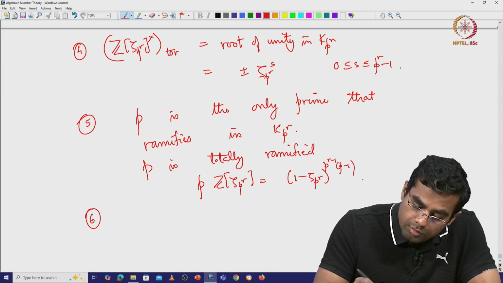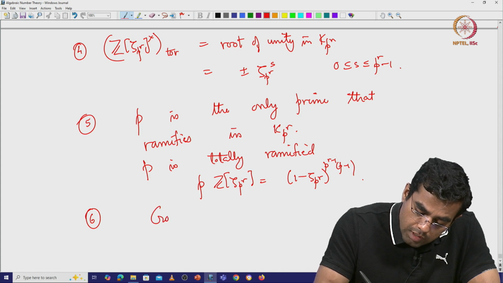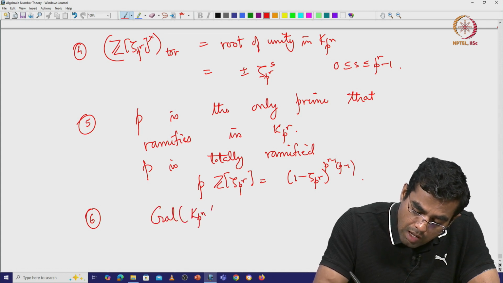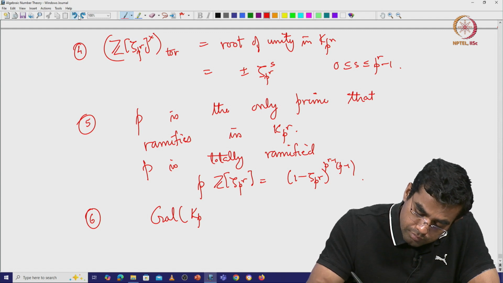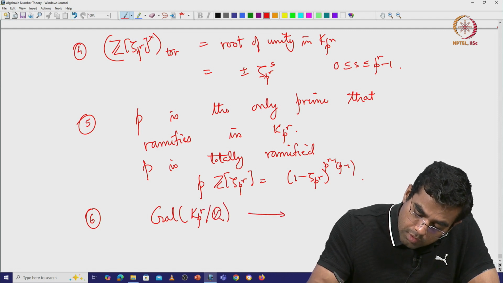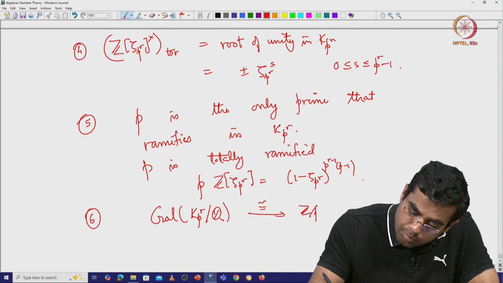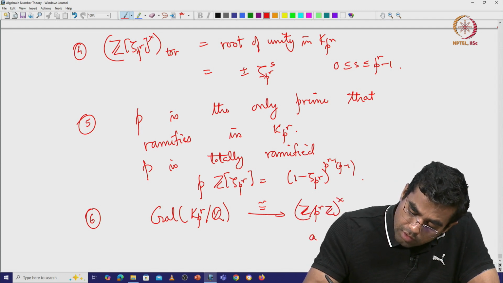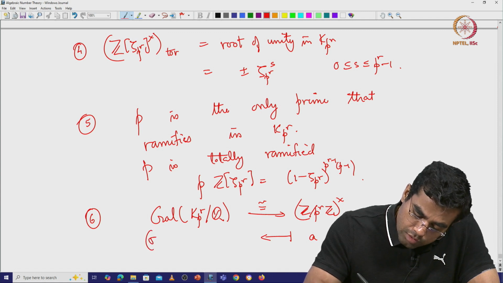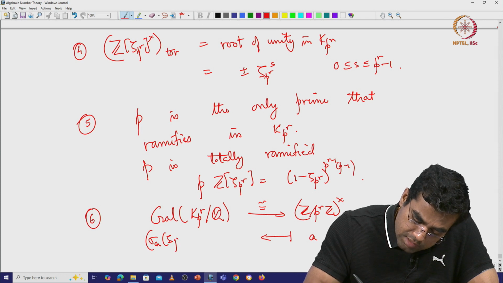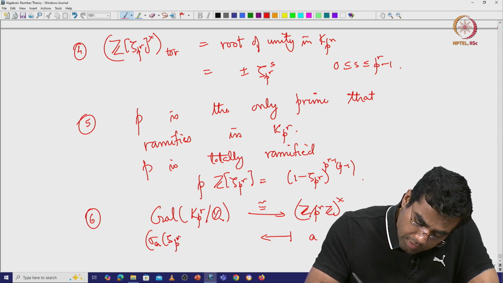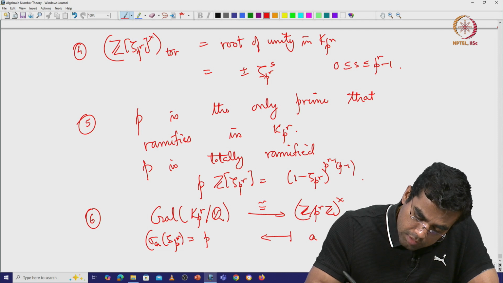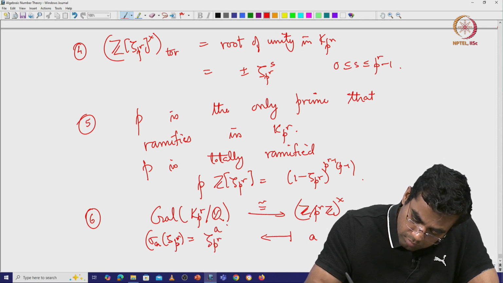And lastly, there is an automorphism. So, what is the Galois group? The Galois group of K_{p^r} over Q, this thing is (Z/p^rZ)^x. Not only that, there is a canonical isomorphism. This goes to sigma_a, and what does sigma_a do? Sigma_a sends zeta_{p^r} to zeta_{p^r} to the power a. Okay.